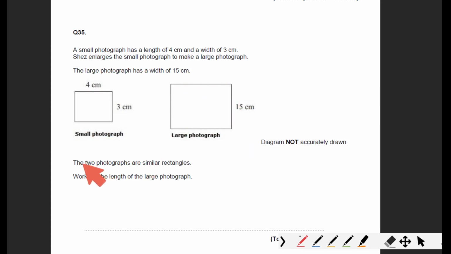So we've got here, the two photographs are similar rectangles. Topic is called similar shapes. You know, linear scale factor, area scale factor, volume scale factor, but we don't need to worry about volume or area. Work at the length. It's similar, so like for like, look, the right hand side and the right hand side. Both numbers are given for both shapes.